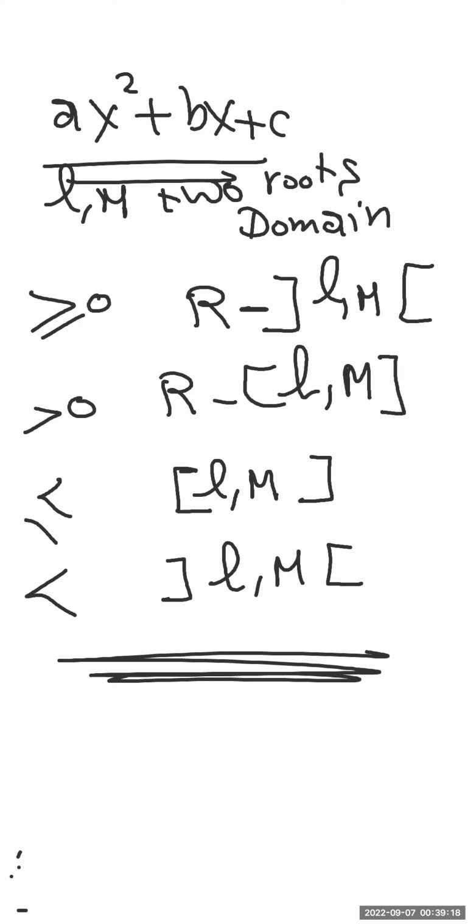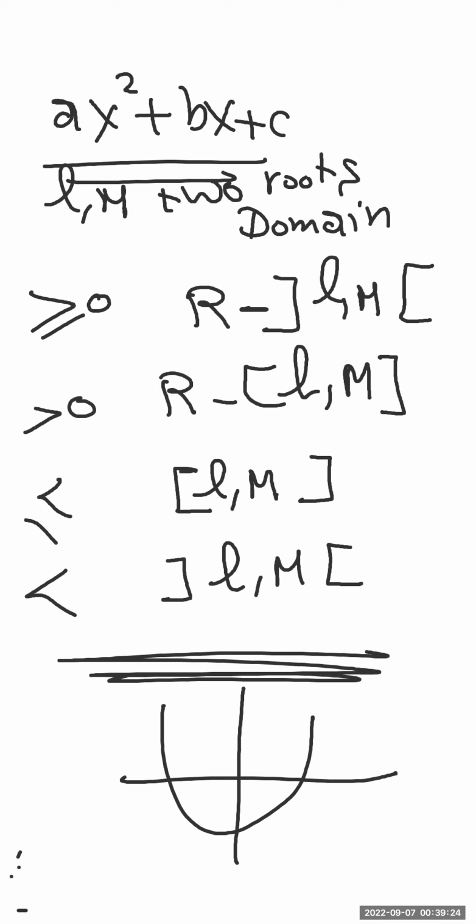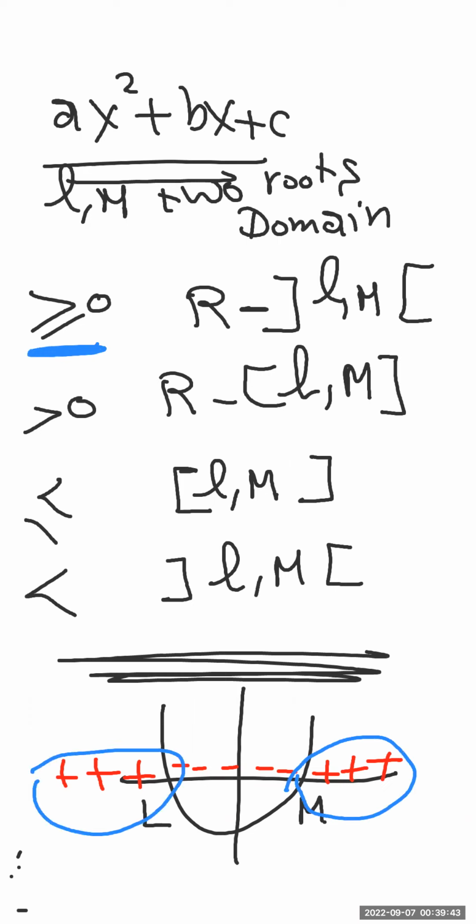Because actually, if this one is on the number line and the function is like this, the function is positive here and here, and negative here. This root is L, this root is M. So if it's positive, or greater than or equal to 0, I'm looking for this area and this area, which means the whole real numbers except this part, the green one. So it's real numbers difference this area, which is the open interval of L and M.